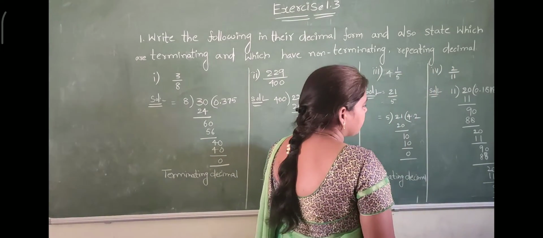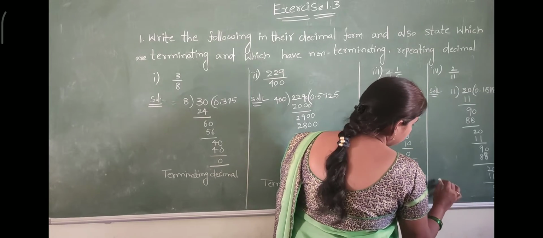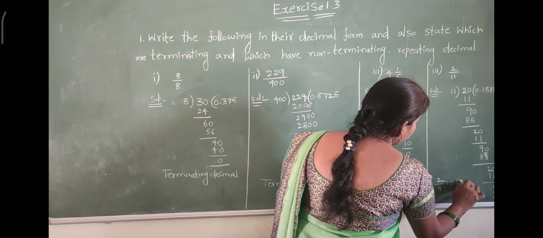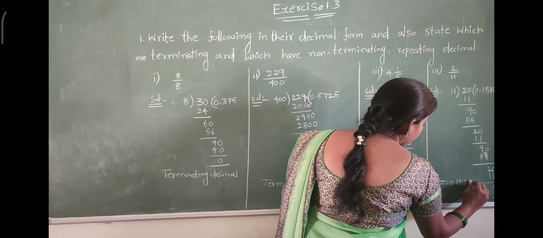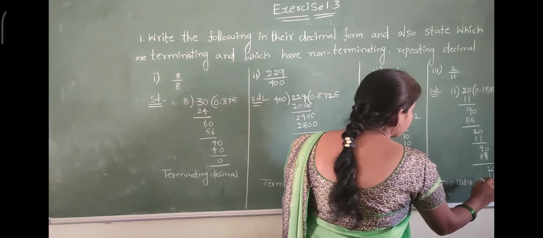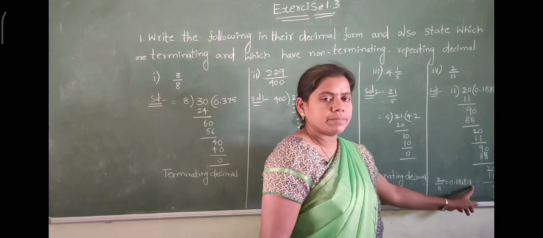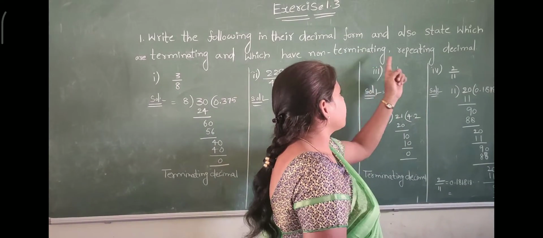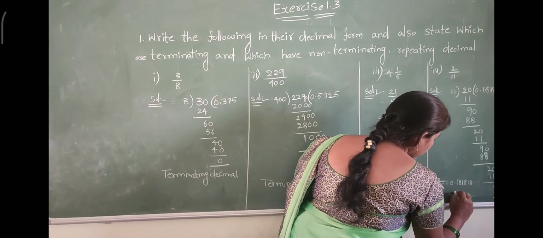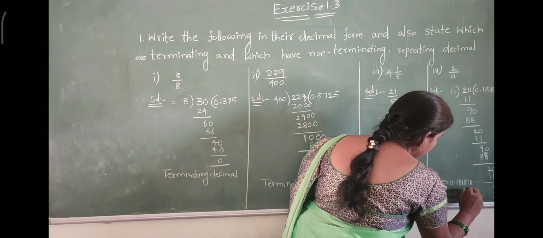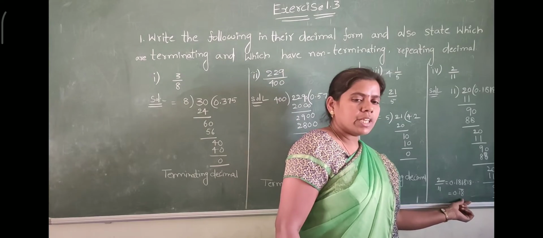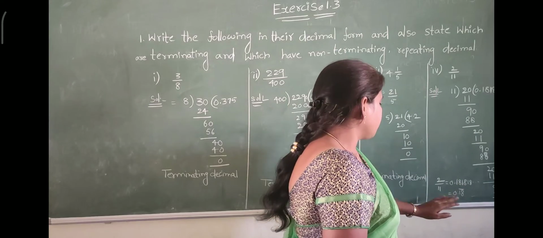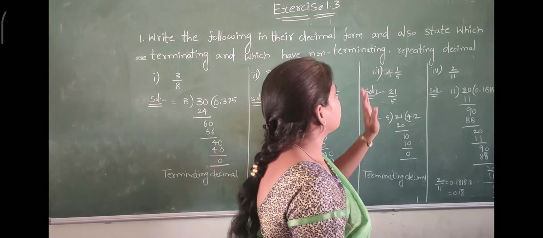Non-terminating repeating decimal. So, therefore, here 2 by 11 is equal to 0.1818, like that. This is repeating. That's why this decimal is a non-terminating repeating decimal. This can be written as 0.18 bar. 18 bar means these two digits are repeating. That's why we kept the bar here. This is what we call a non-terminating repeating decimal.